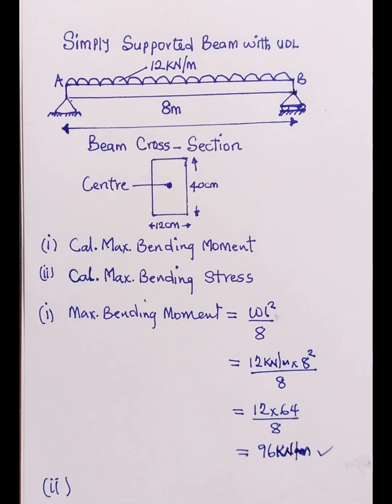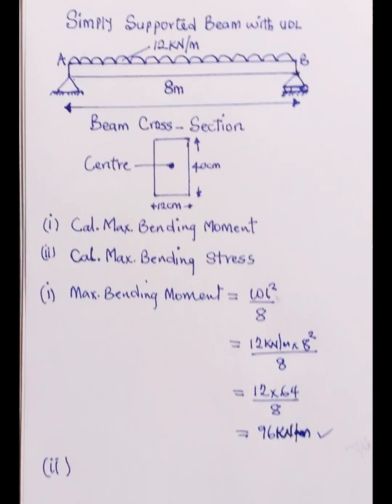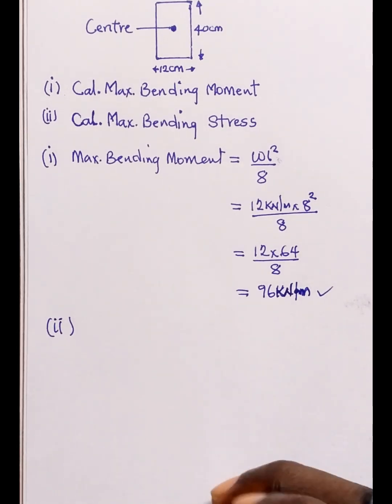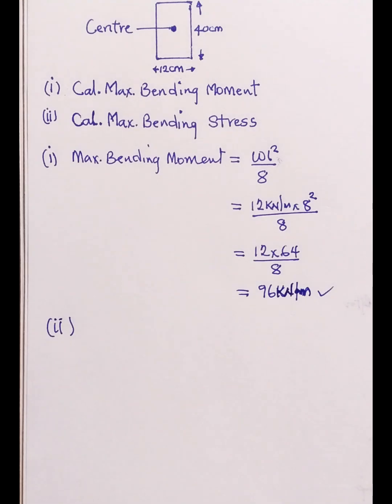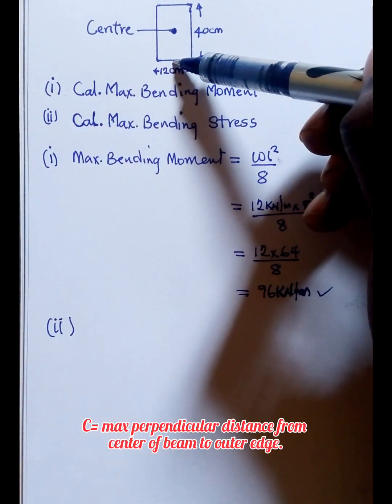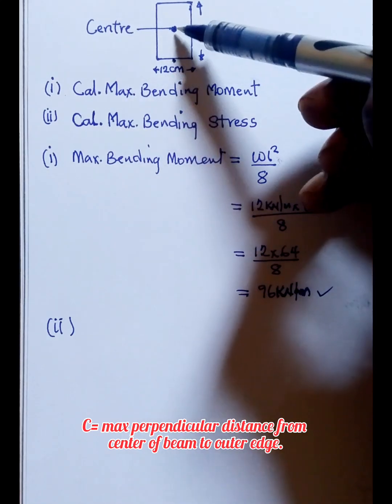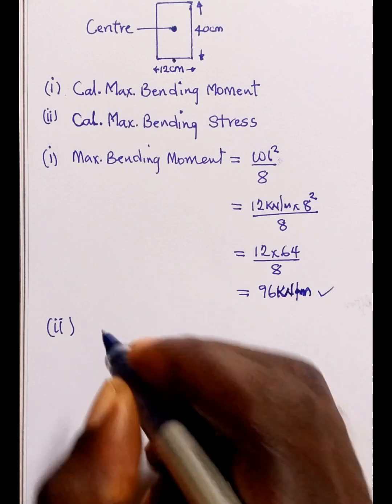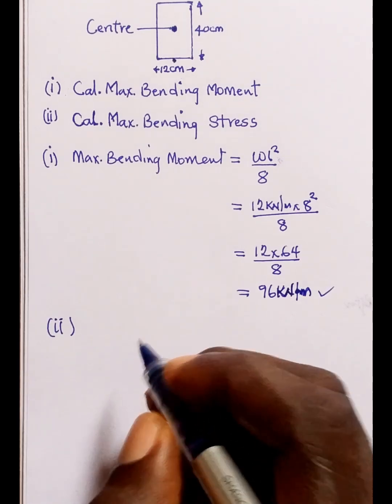Number 2, I was asked to calculate the maximum bending stress. Before you can calculate maximum bending stress for this element, you must first of all be able to calculate or know your area moment of inertia and also know your maximum perpendicular distance from this center to this point, to the outer edge, from this point to this point of this cross section of this beam. So let's first of all find our area moment of inertia.